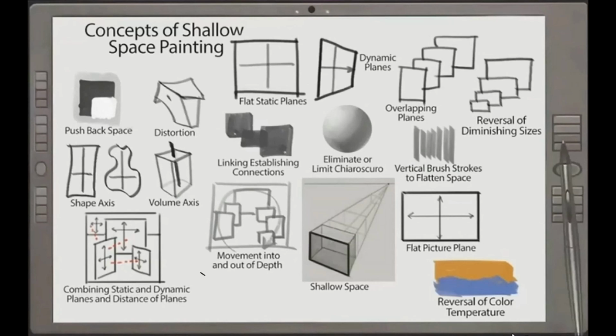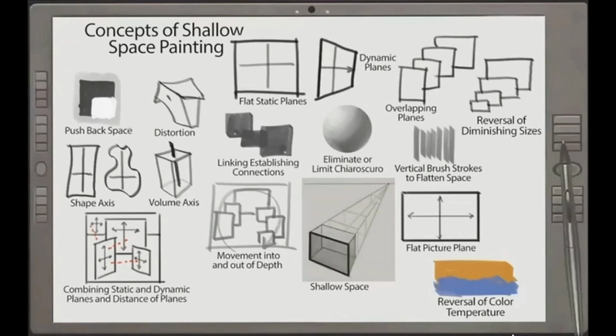What you also do is you apply both static and dynamic planes like you see here, and this kind of opposition of these planes also helps to create a certain amount of tension within the painting, and especially by how far or how close those planes are placed to each other. The further away the planes are from each other, the more tension there is. The closer they are, the less tension there is.